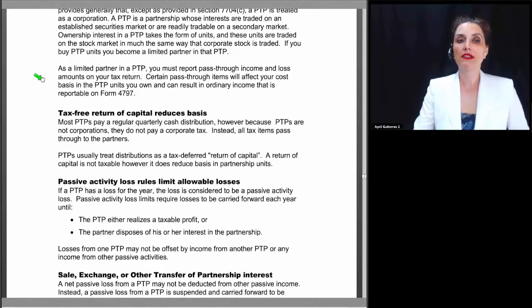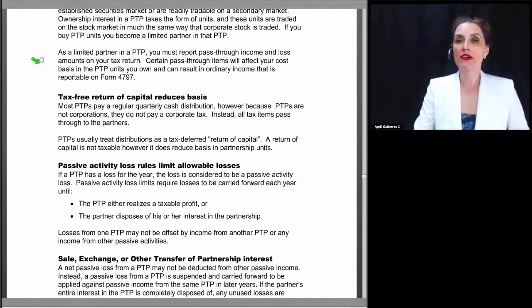Now, if you own units in a PTP, you are a limited partner. You're not an active participant. You're limited, and that means that the nature of any losses you have or any income you have is passive. But unlike regular forms of passive income or passive loss, which can offset each other, if you have passive income or passive loss from PTPs, you can only use those income and loss amounts to offset each other from within the same PTP. You can't have a loss from one PTP offset by income from another PTP, for example.